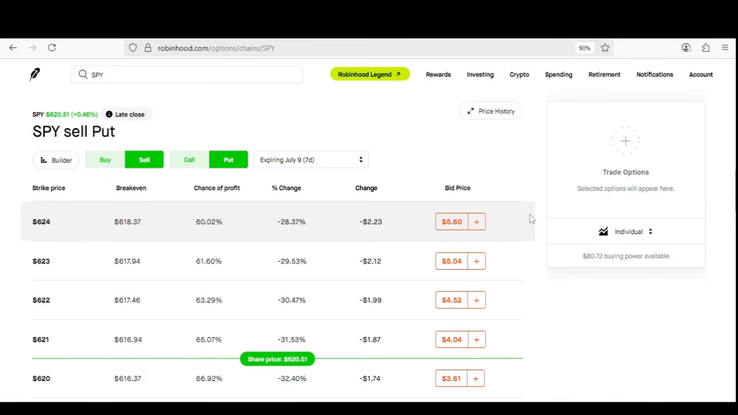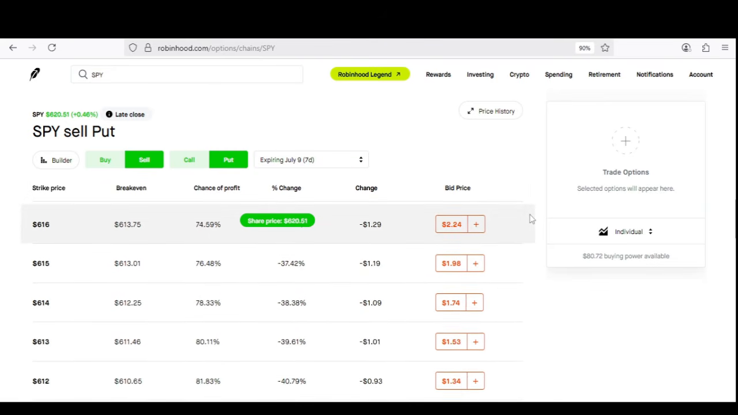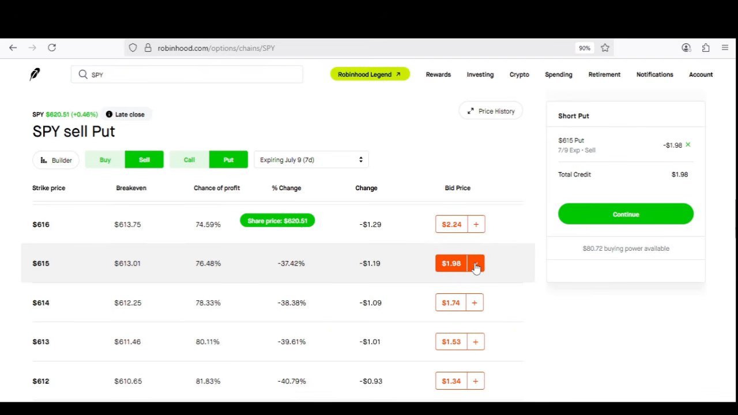Now you're going to go ahead and choose your strike price. Using the same basis we used before, you're going to be starting off with a 75% chance of profit or higher. So that's going to coincide with the 615 price right here. We're going to go ahead and select that.